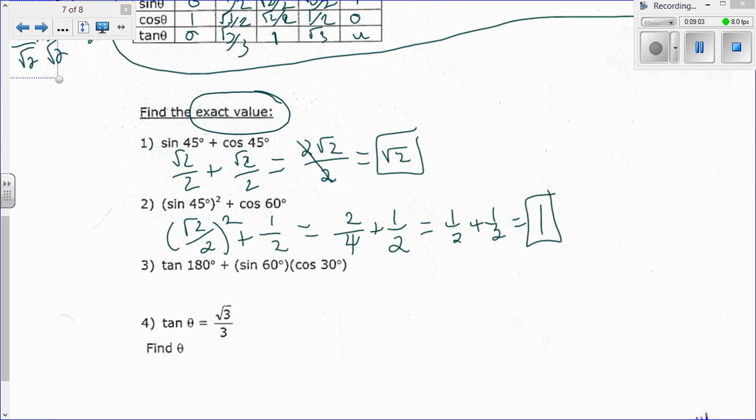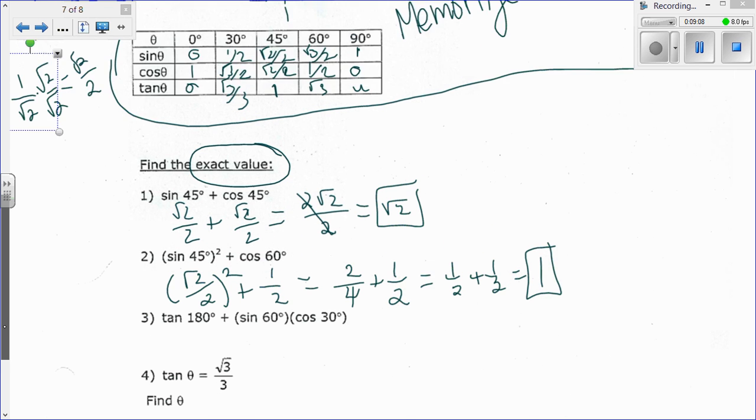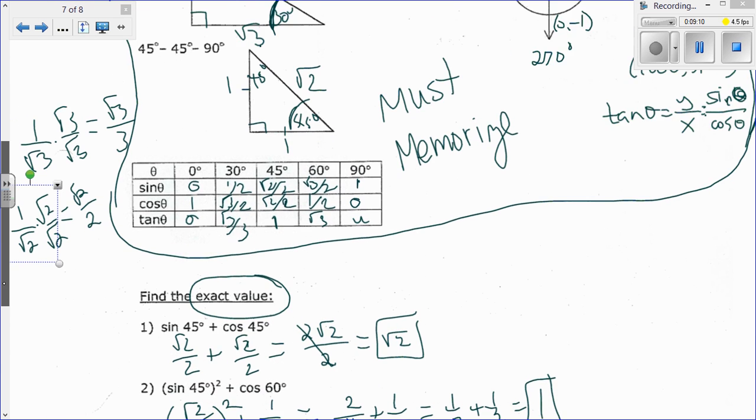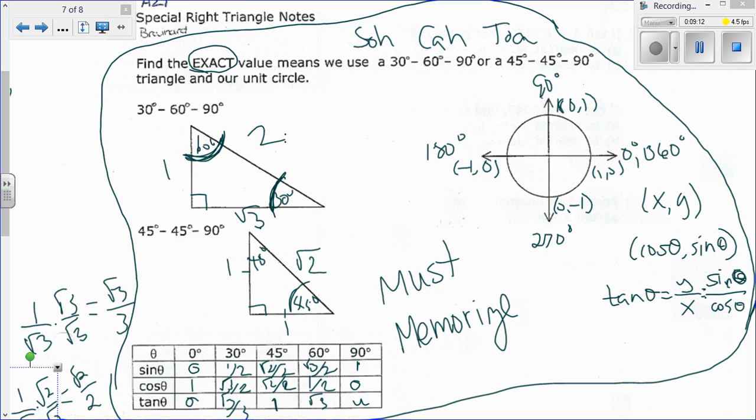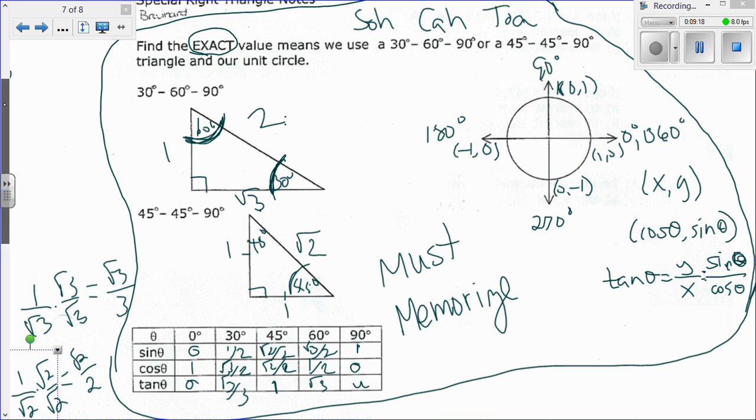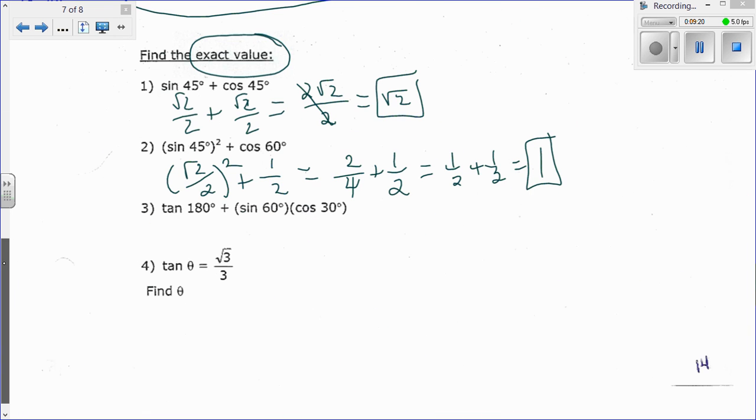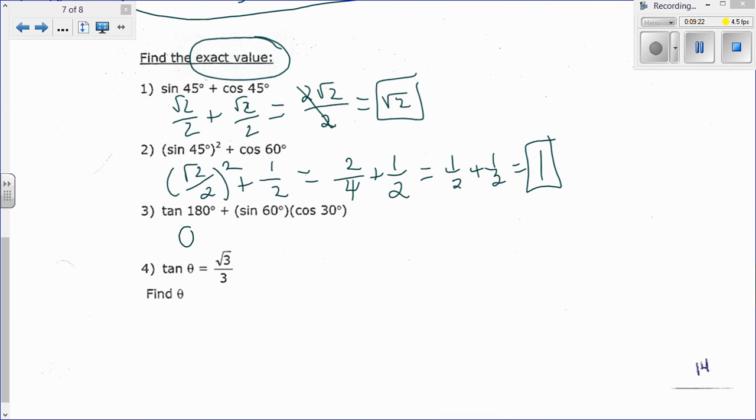The tangent of 180 plus the sine of 60 times the cosine of 30. Well, the tangent of 180 is not in my chart, but if I go back up to my unit circle up here, tangent is y over x, so I have 0 over -1. So I'm looking at the 180 degrees. That would give me 0. I'll be honest with you, when you're doing tangent, you're never going to use an undefined in the middle of a problem. So it's 0 plus the sine of 60.